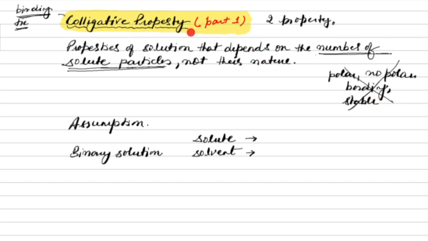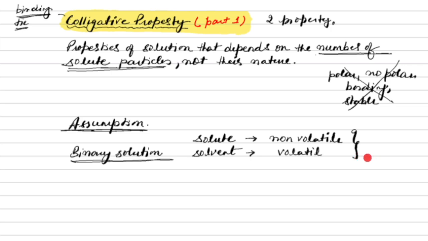When we are discussing colligative properties, we will only be concerned with how many solute particles there are. And also, remember that there's a major assumption here that we are going to use binary solutions. So there will be two components only, solute and solvent, and this solute will be non-volatile. It will not evaporate, and it will have a negligible contribution to the total vapor pressure. And this solvent will be volatile. So we need to keep this in mind when we are discussing these properties.